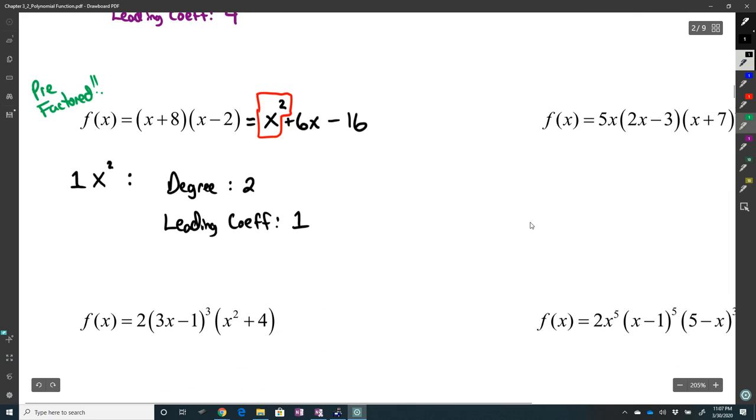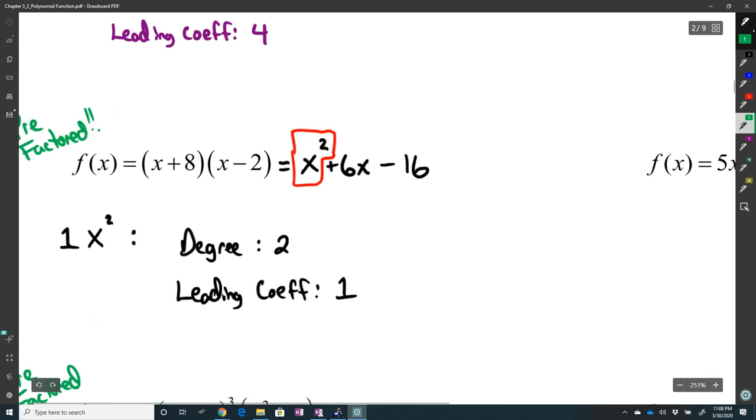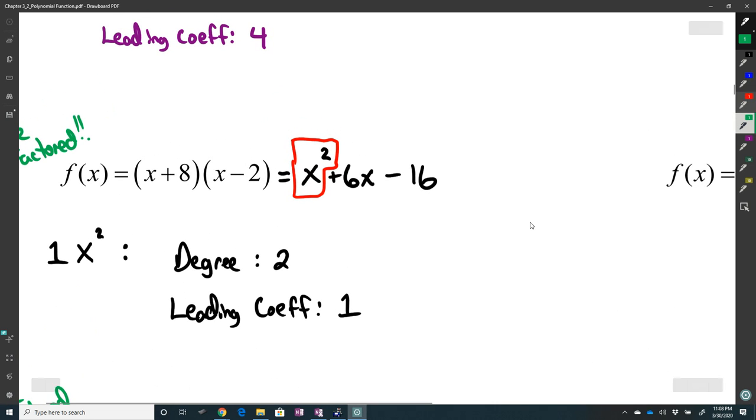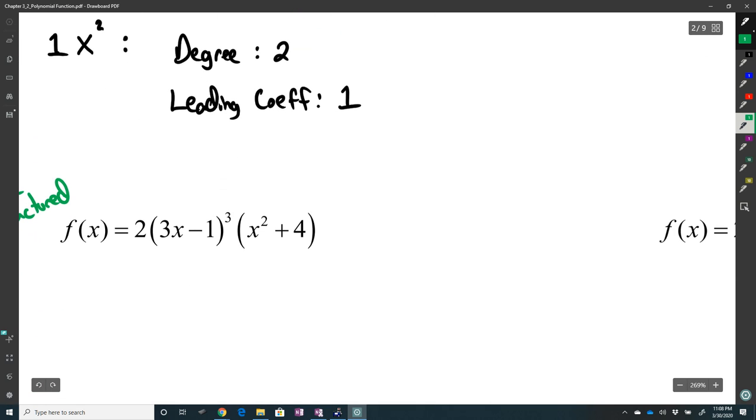Notice the one below it is also pre-factored. And unlike the one above it, x plus 8 times x minus 2 is really easy to do. And so really, you just FOIL it out and figure out what the leading term is. Here, though, it's more complicated because I would have to do 3x minus 1 3 times, and then x squared times x squared plus 4. And that's a lot of work to FOIL.